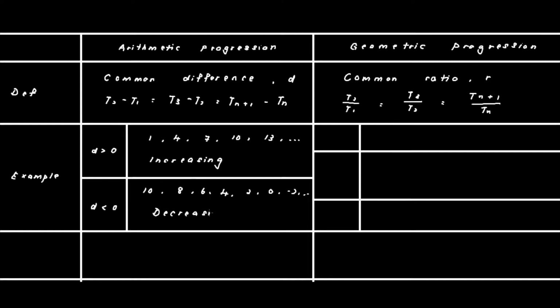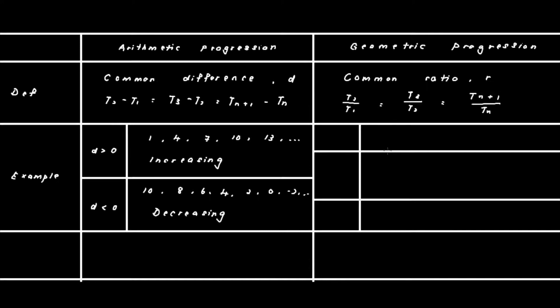So if you have a positive common difference, you get a series that is getting bigger and bigger up to infinity. If it's less than 0, then it gives you a decreasing series, where the value gets lesser and lesser, going down to negative infinity as well.